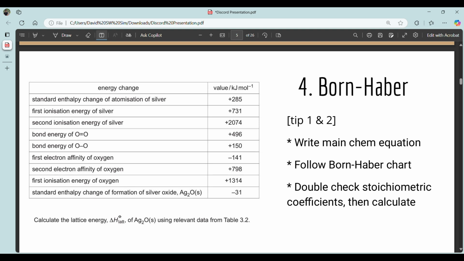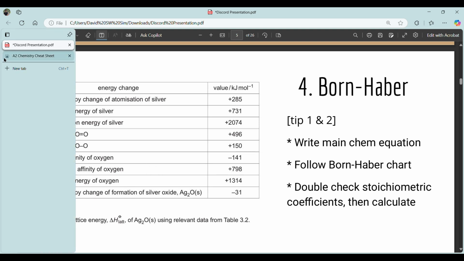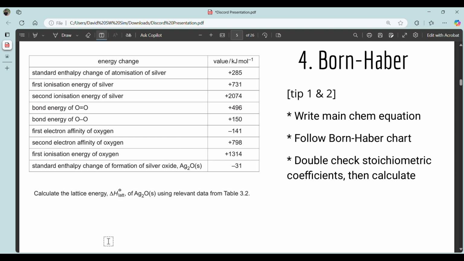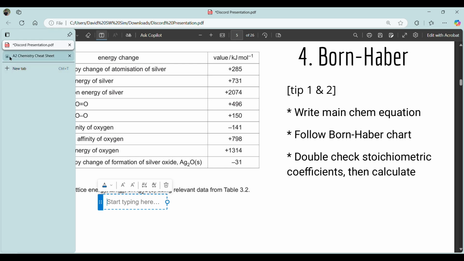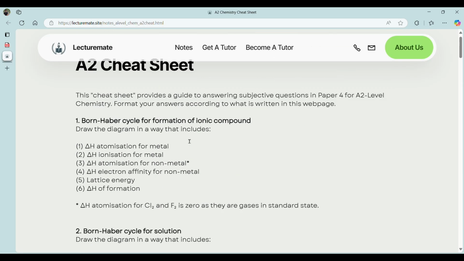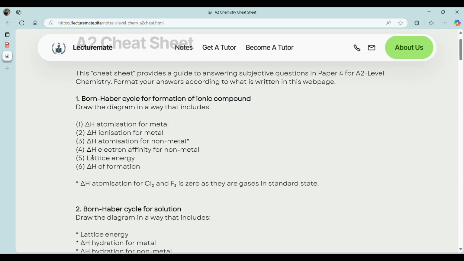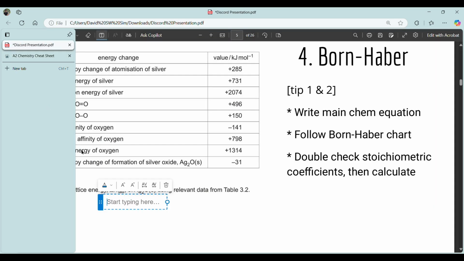Okay, so next would be the Born-Haber cycle. For the Born-Haber cycle, this is another one of those questions that is actually not so difficult, but very easy to make careless mistakes. So what I've done is to list out basically all of the enthalpy changes that are involved. And if you include all of them, you should not miss out anything, because it's quite easy to miss out one or two.